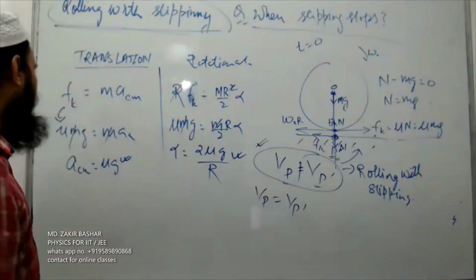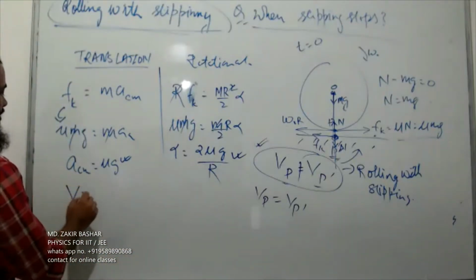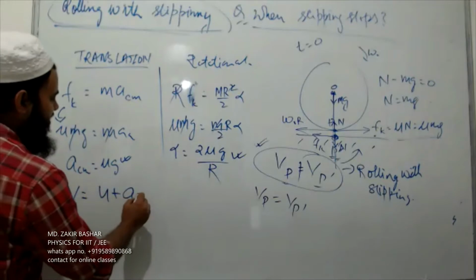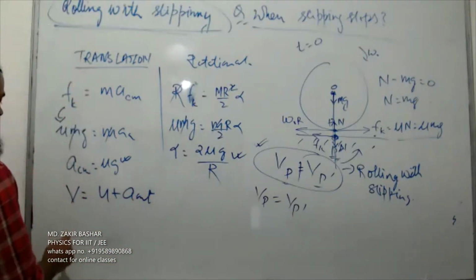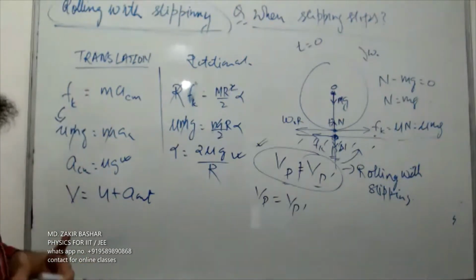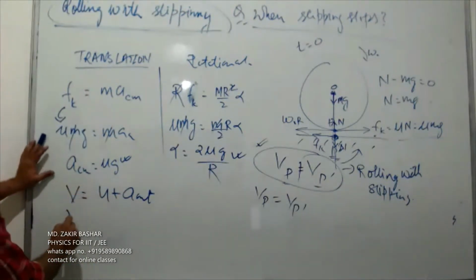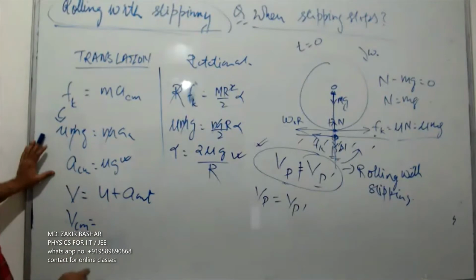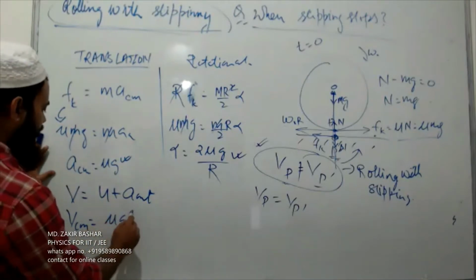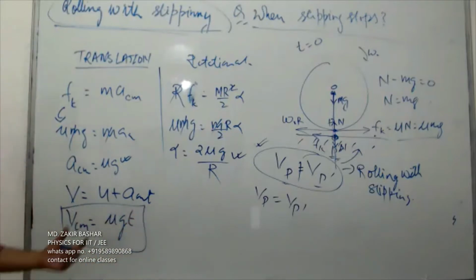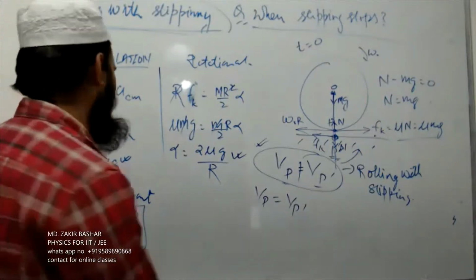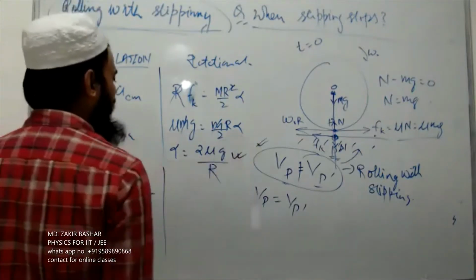So I can apply final velocity v equal to u plus acm into t. If after time t it achieves the goal, then v will be the final velocity when it achieves the goal. So we can write vcm equal to mu into g into t, since acm is mu g. This is the time t after which it achieves the goal.